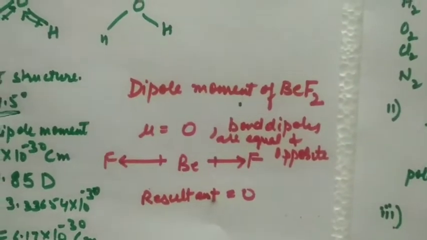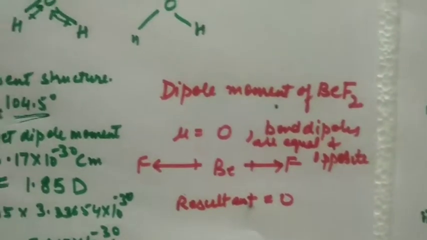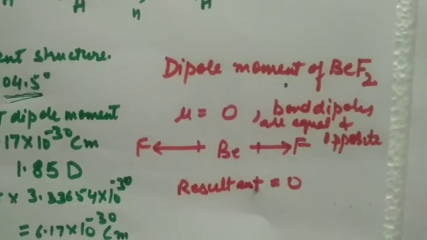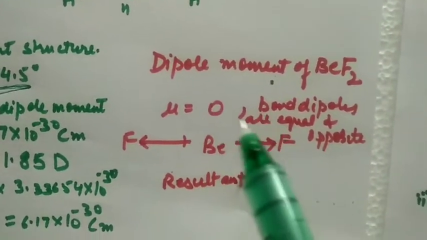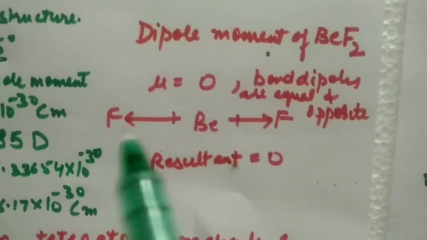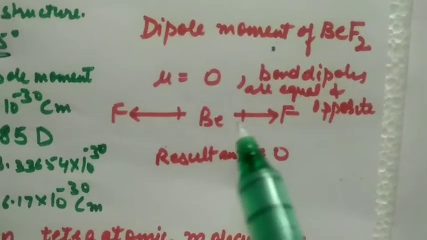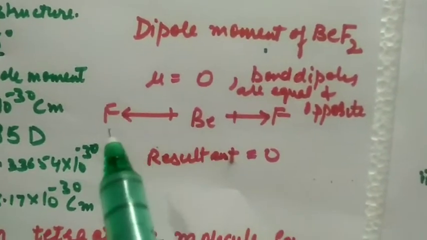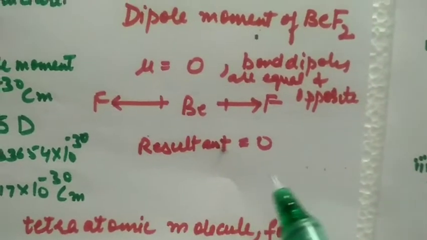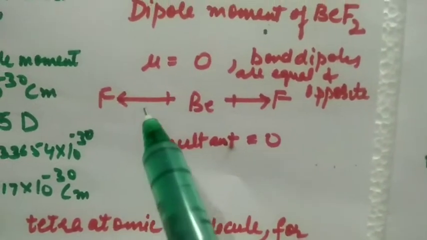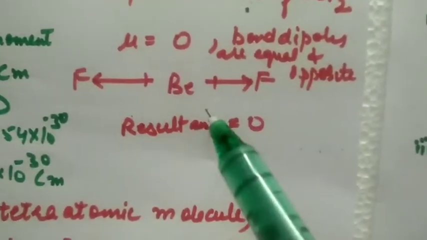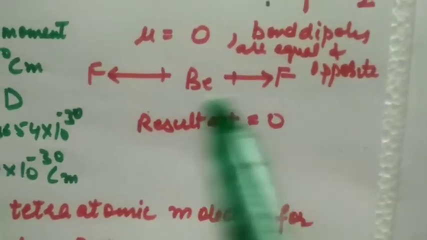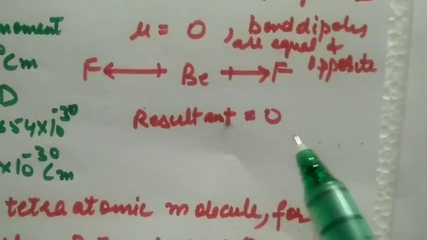Dipole moment of beryllium fluoride, BeF2. Now BeF2 is linear, so its dipole moment is 0, because though both the bonds are polar, the bonds are pointing in opposite directions. The dipole value in both the bonds is equal, but in opposite direction. So because the vectors cancel each other, the resultant is 0.